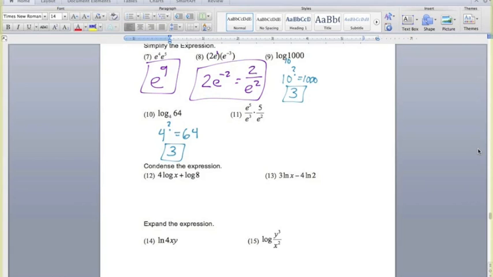Number 11, back to our e's and our power properties. When we multiply fractions, we multiply together the tops and we multiply together the bottoms. When we multiply those bottoms, we're going to get e to the 5th, adding up those exponents. And then what can we do? Cancel out the e's, because they're on top and bottom, the same amount of them on top and bottom. So we're left with just the 5.